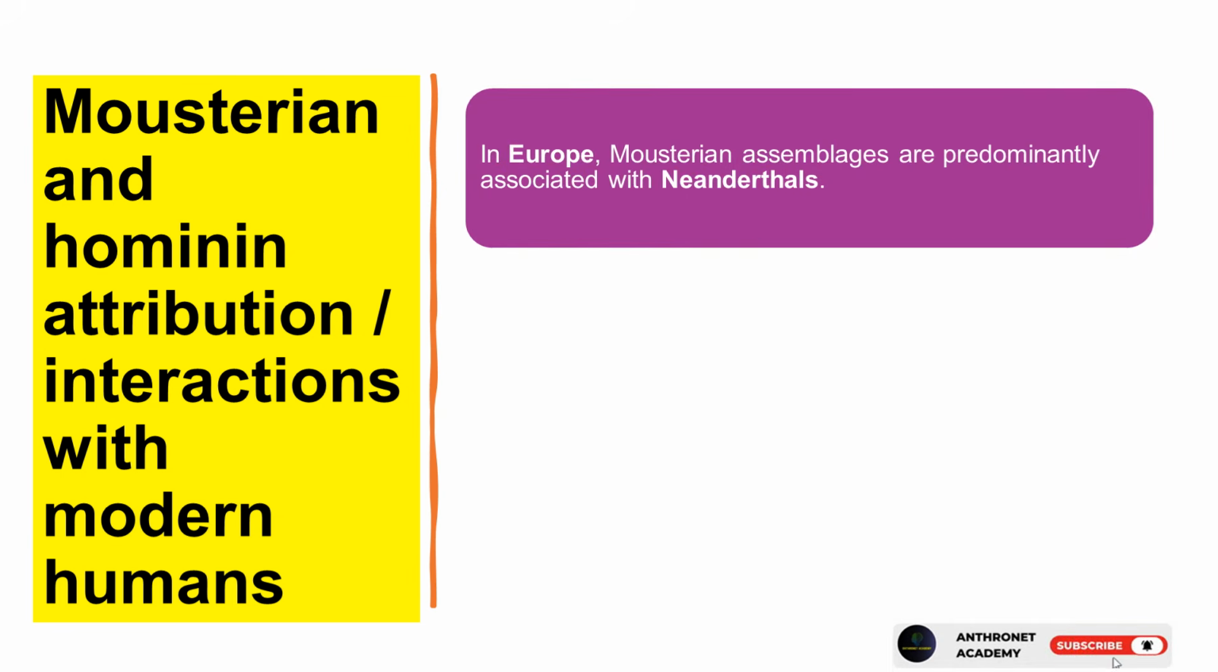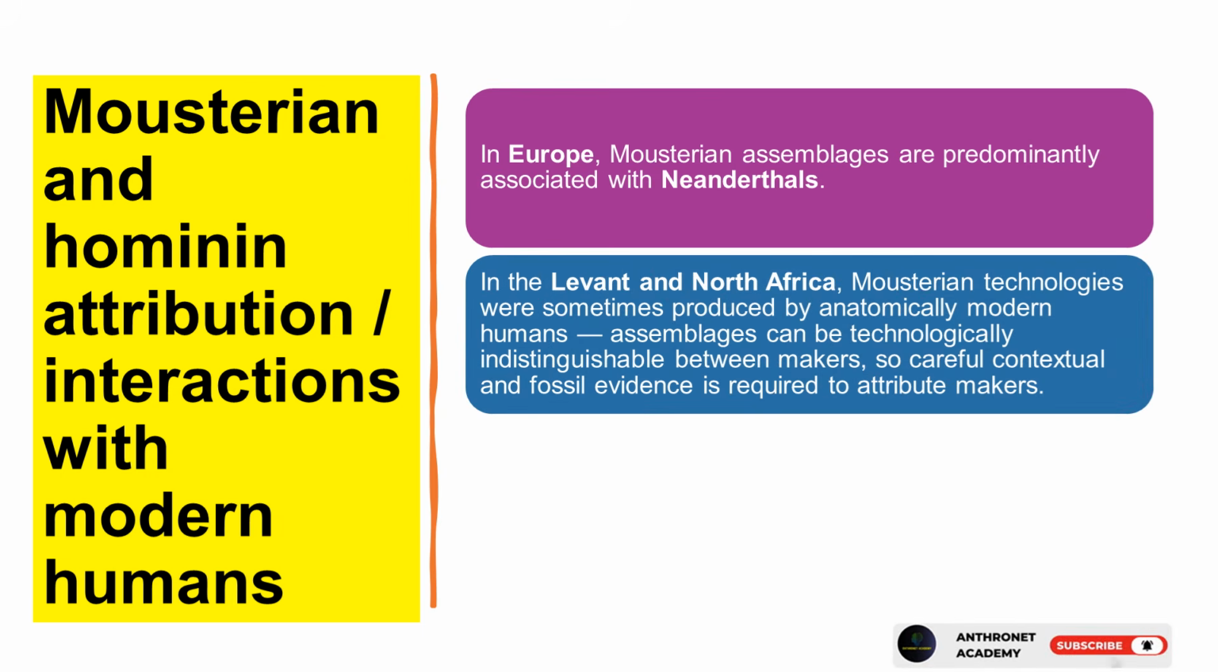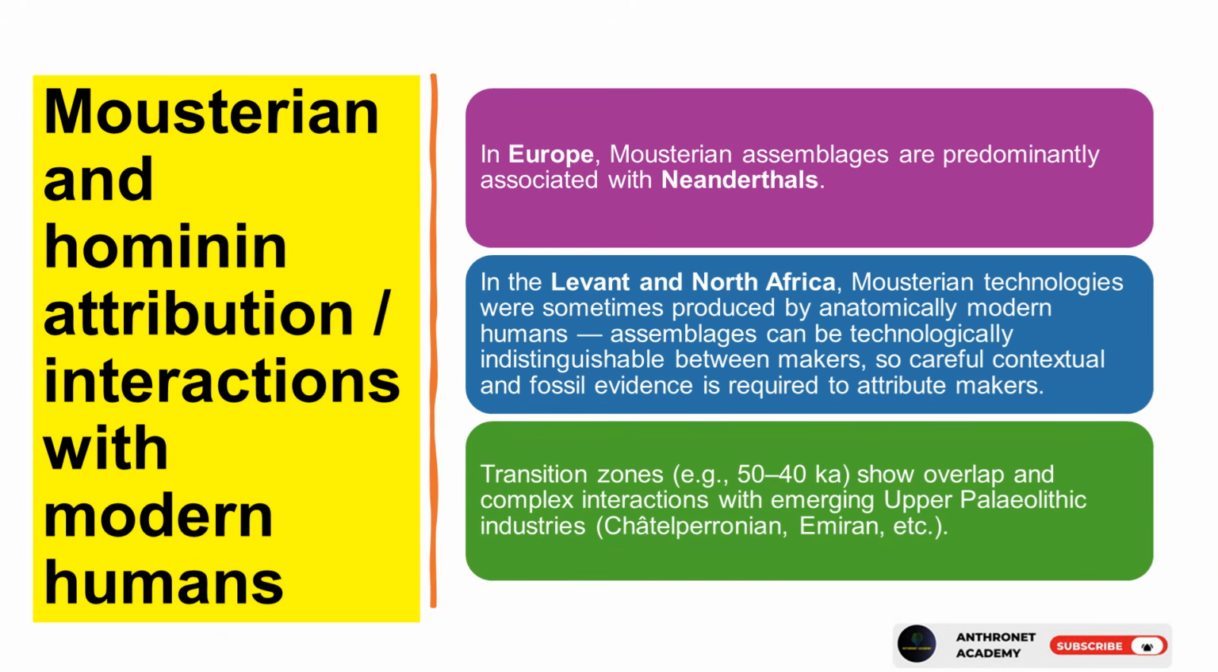Mousterian and hominin attribution, and interactions with modern humans. In Europe, Mousterian assemblages are predominantly associated with Neanderthals. In the Levant and North Africa, Mousterian technologies were sometimes produced by anatomically modern humans. Assemblages can be technologically indistinguishable between makers, so careful contextual and fossil evidence is required to attribute makers. Transition zones, e.g., 50 to 40 Ka, show overlap and complex interactions with emerging Upper Paleolithic industries: Châtelperronian, Emiran, etc.